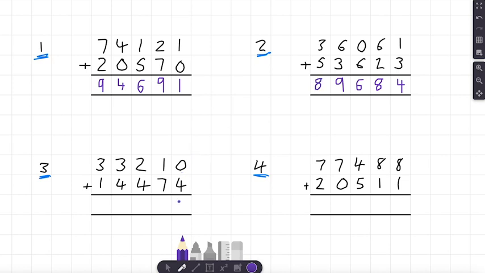Question 3, 0 and 4 is 4. 1 and 7 gives us 8 in the tens column. 2 and 4 is 6. 3 and 4 is 7. And 3 and 1 is 4 in the 10,000 column. And lastly, for question 4, we've got 8 and 1 is 9. 8 and 1 is 9. 4 and 5 is also 9. 7 and 0 is 7, and 7 and 2 is 9, lots of 9s. And those are the answers.